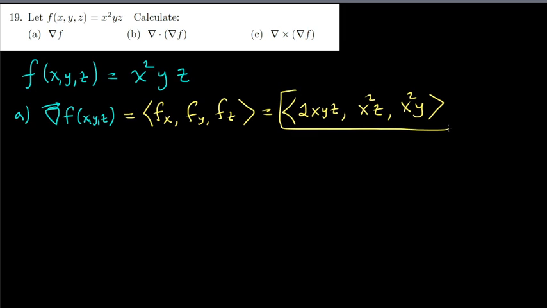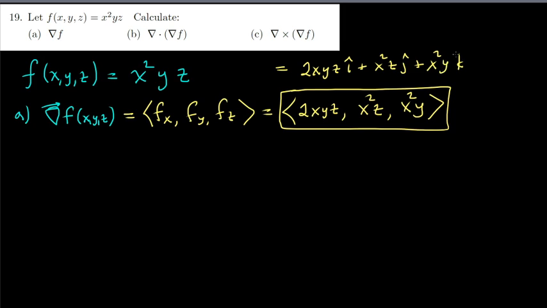Yep, so you can write it like this, or if you prefer the linear combination of i, j, and k, it's just 2xyz times i plus x squared z times j plus x squared y times k. And again, I am not picky how I want the answer here. All right, simple enough, right?